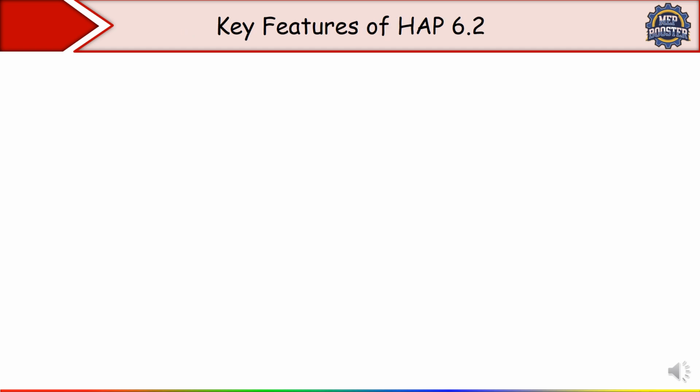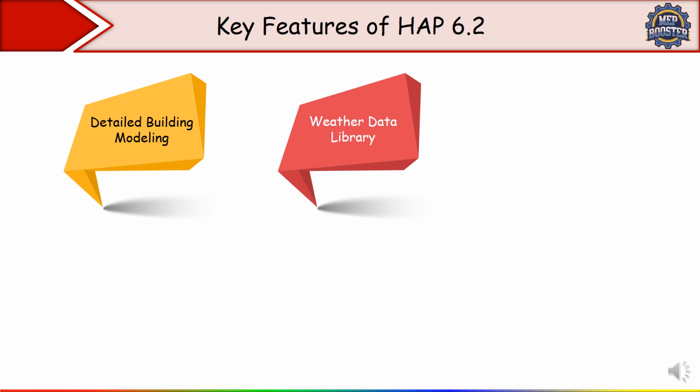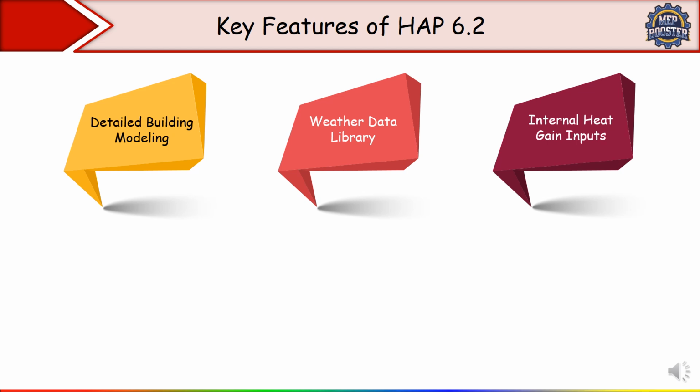Now let's see the key features of HAP 6.2 software. So the first one is detailed building modeling. Here you can define walls, roofs, floors, glass type and shading, orientation, space by space zoning. Okay. Second, weather data library, means built-in global weather database, supports Gulf, India, USA, Europe, and design day and annual simulation reports. Next, we have internal heat gain input, which includes occupancy load, lighting load, equipment load, schedule based operations.